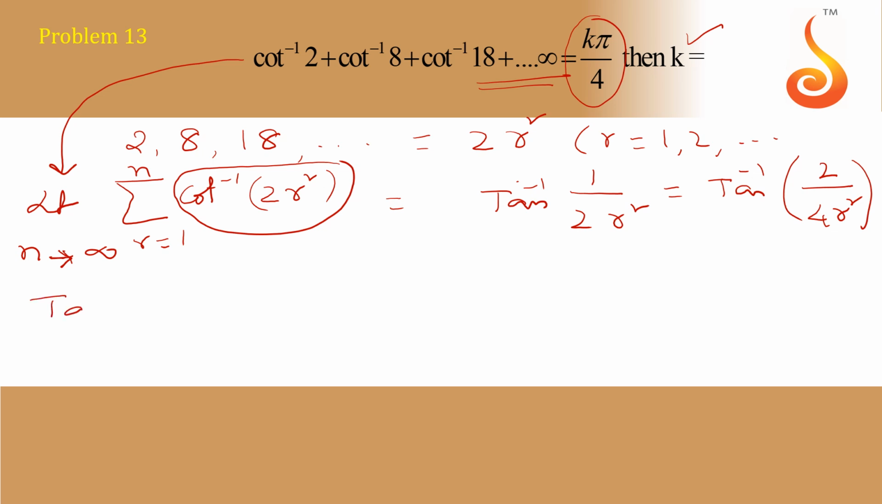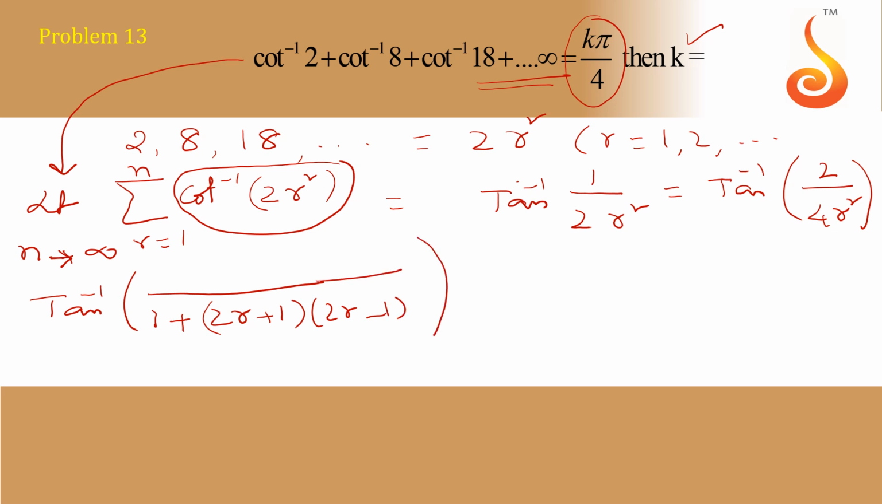So that tan inverse 2, I am not writing; first 4r square I will write as 1 plus 2r plus 1 into 2r minus 1, which is 4r square minus 1, 1 gets cancelled, is 4r square, and this is 2r plus 1 minus 2r minus 1, which is 2. So tan inverse of x minus y by 1 plus xy, which we can write as tan inverse 2r plus 1 minus tan inverse 2r minus 1.